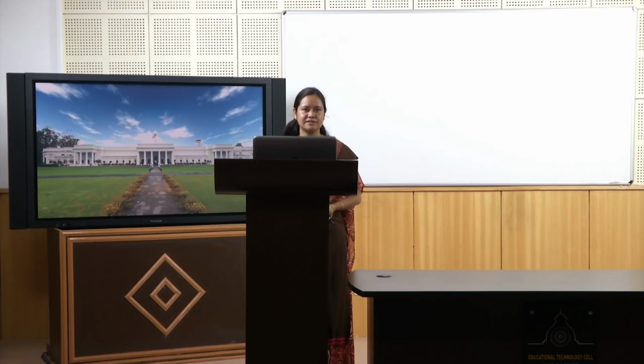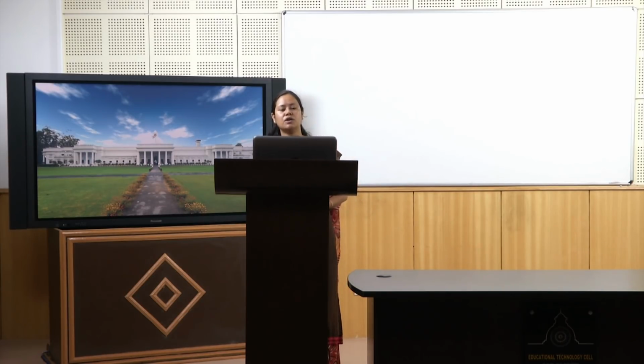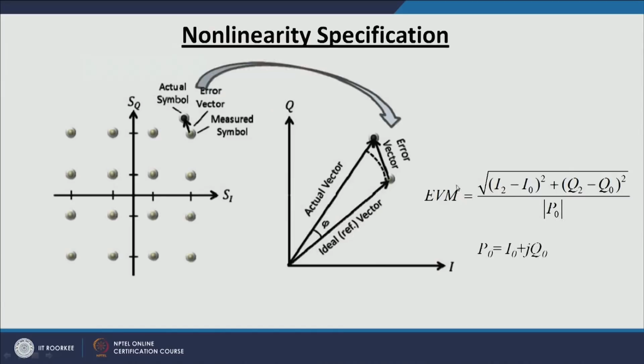So, of course, they are undesirable and we have to control them. Now, another nonlinearity specification due to the power amplifier is EVM. It is called error vector magnitude. It is represented in terms of the deviation in the constellation diagram.